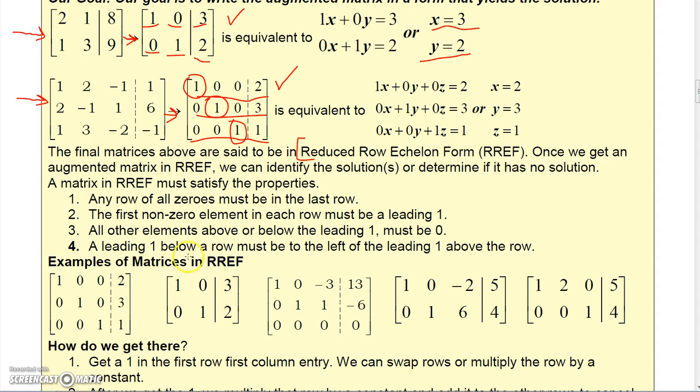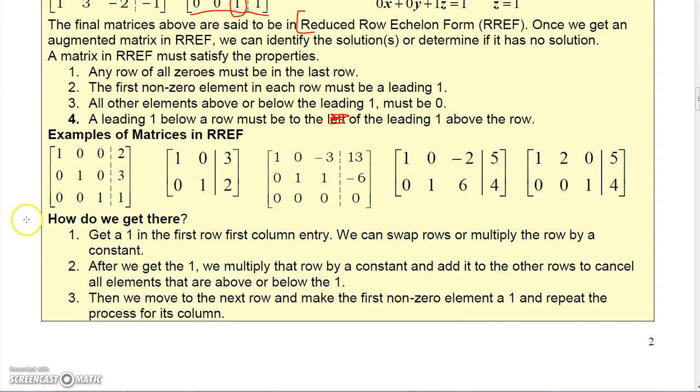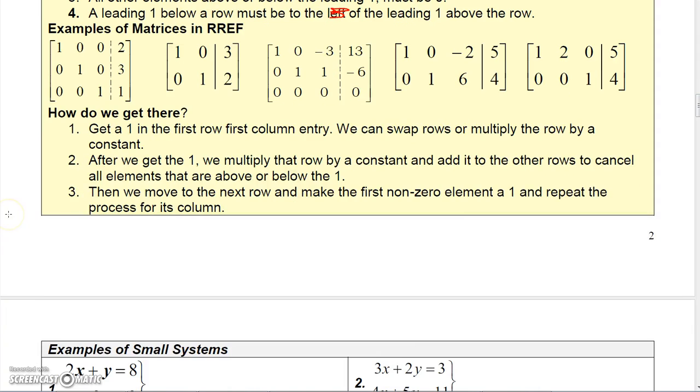And then a leading 1 in a lower row must be to the right. I'm sorry, I said left. My bad, it should be to the right. So this one should be to the right of that one. This one should be to the right of that one. Okay. So those are the 4 things that must be followed.